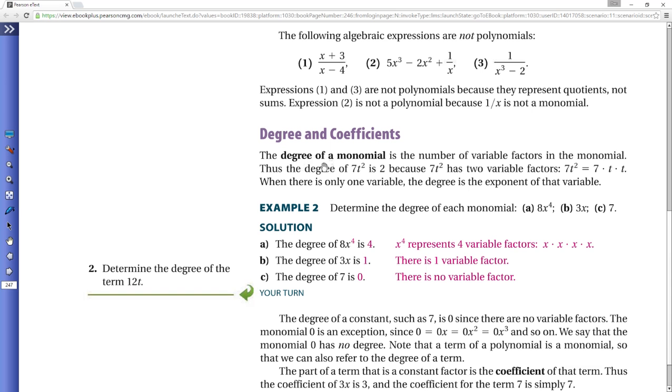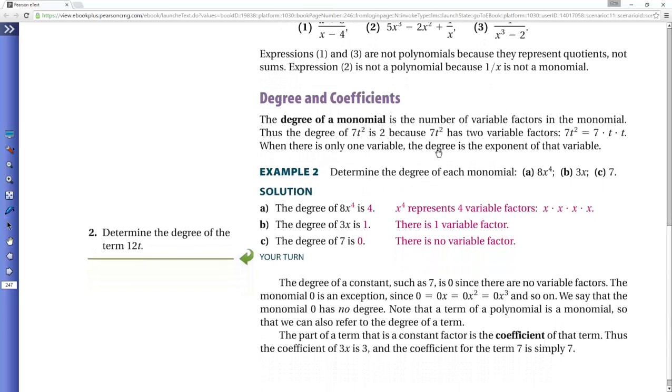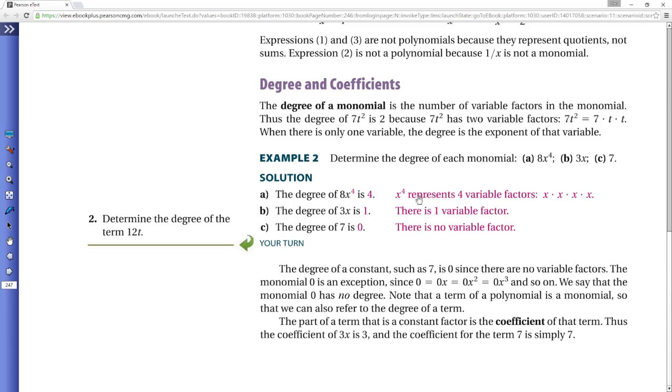Another couple of terms: they talk about degree, and degree is defined as the number of variable factors of the monomial. So thus the degree of 7t squared is 2, because 7t squared has two variable factors. The variable in this case is t, which exists as a factor twice. That's what the exponent of 2 means, okay? When there's only one variable, the degree is the exponent of that variable.